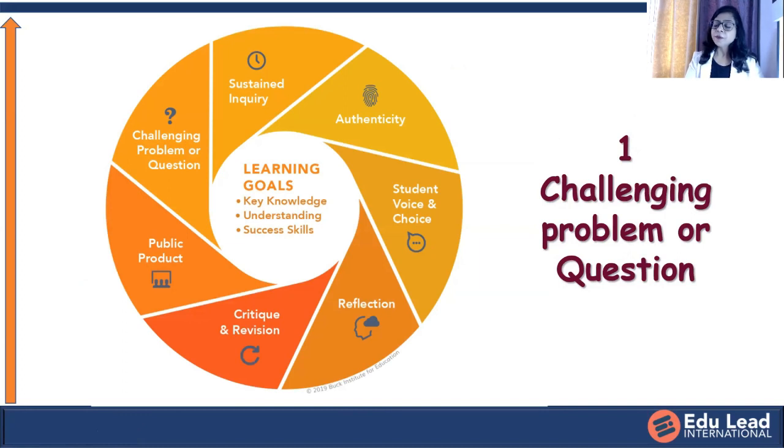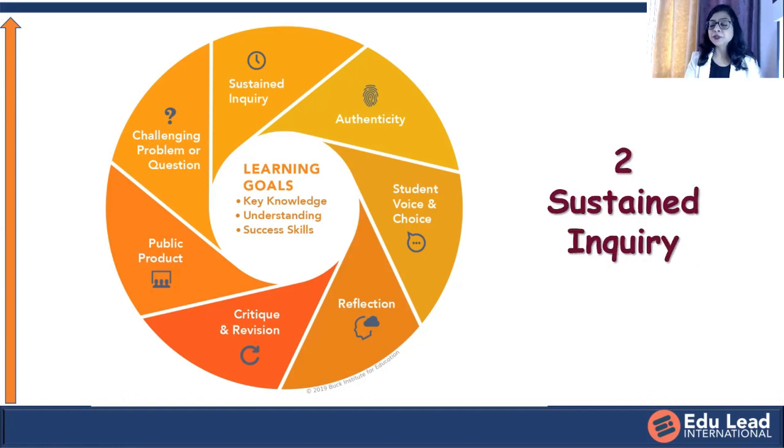Your project will not begin unless you have some kind of a challenge, some kind of a problem, or you actually begin with a question. Your project begins with a question. And when there is a question, what are you supposed to do? You have to go ahead and do sustained inquiry.